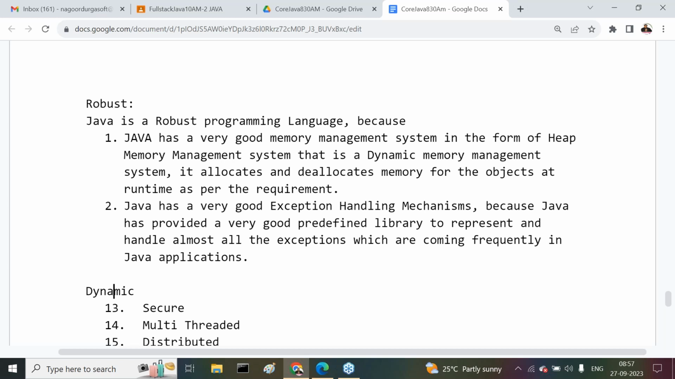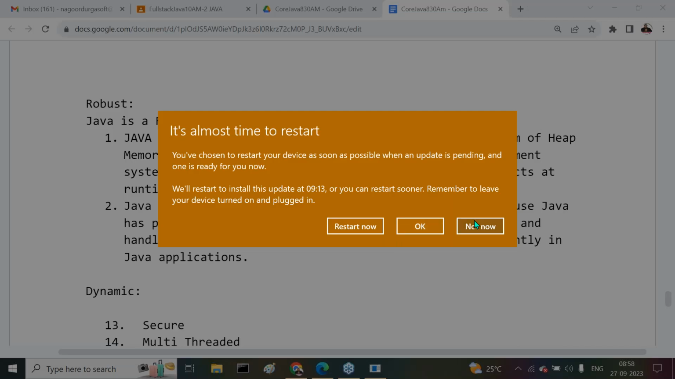Next one is, after that, dynamic programming language. Yeah, robust programming language, this is the max information. Yesterday I gave some information to you guys. Now we are going to understand the dynamic programming language. Guys, I'm asking all of you, now try to answer. Everybody respond for me. What is dynamic programming language?